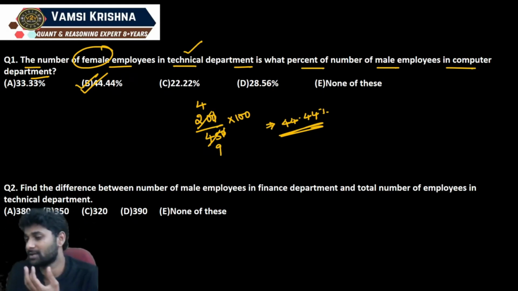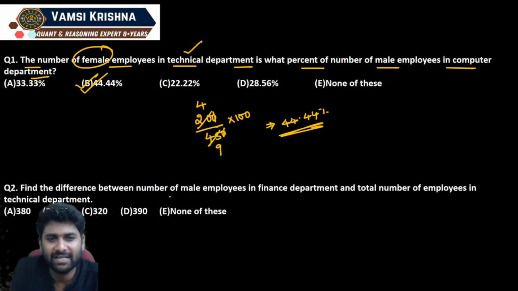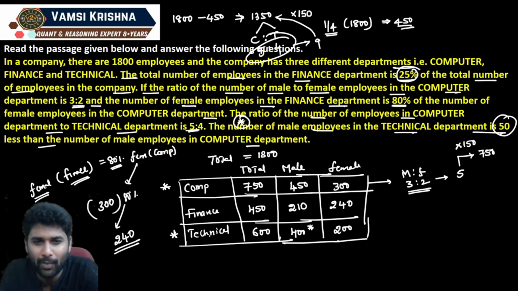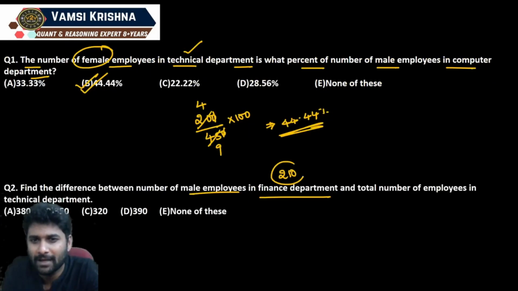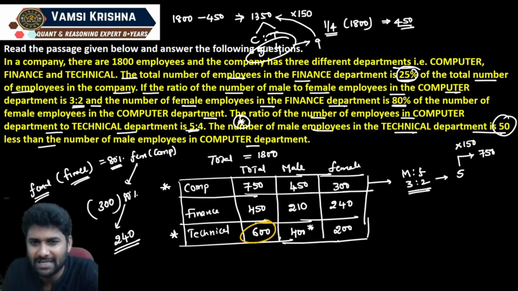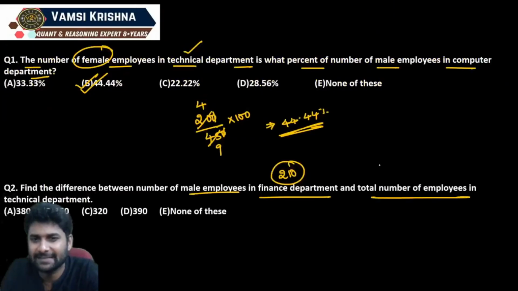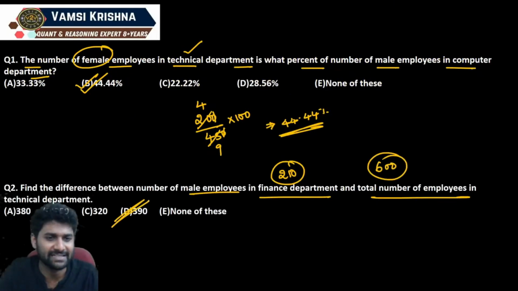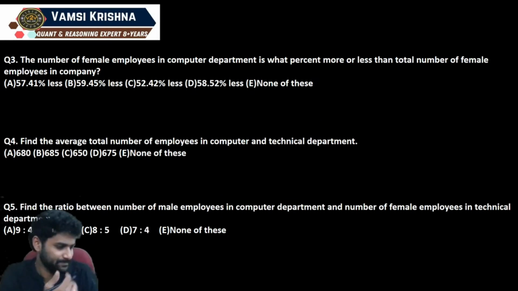Go through the next question and share this information with your friends who are having the exam. They will understand what are the models they can expect in their exam. Now question C. Find the difference between male employees in finance department. Male employees in finance department is 210. And the total number of employees in technical department is 600. Now the question here, what is the difference, guys? Difference is 390, right?